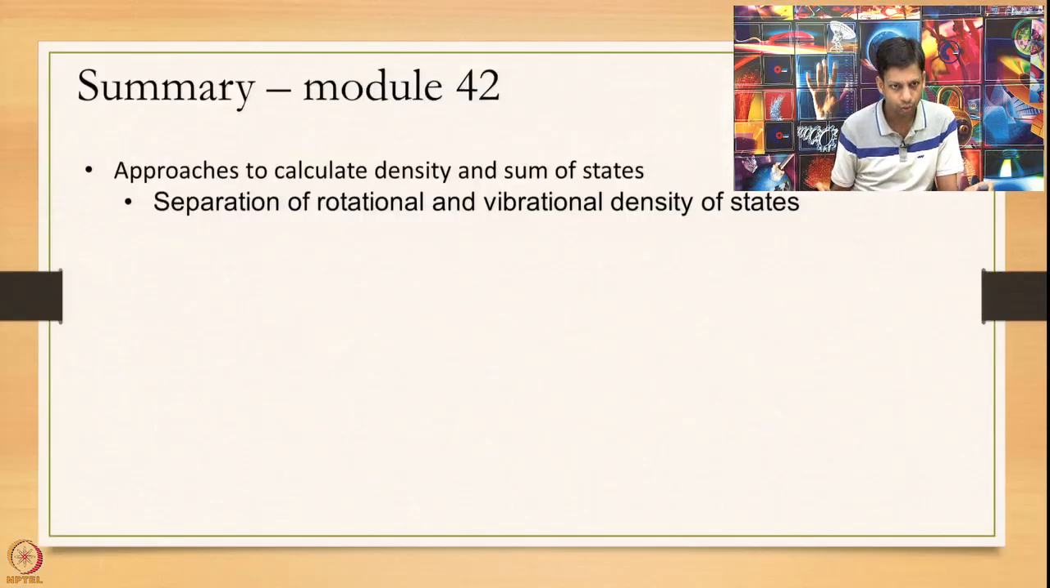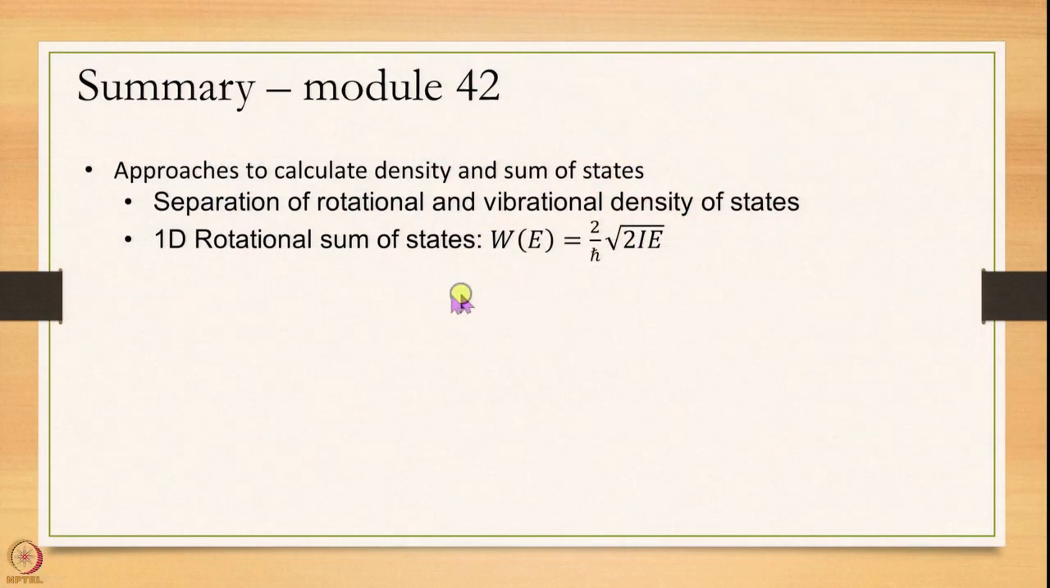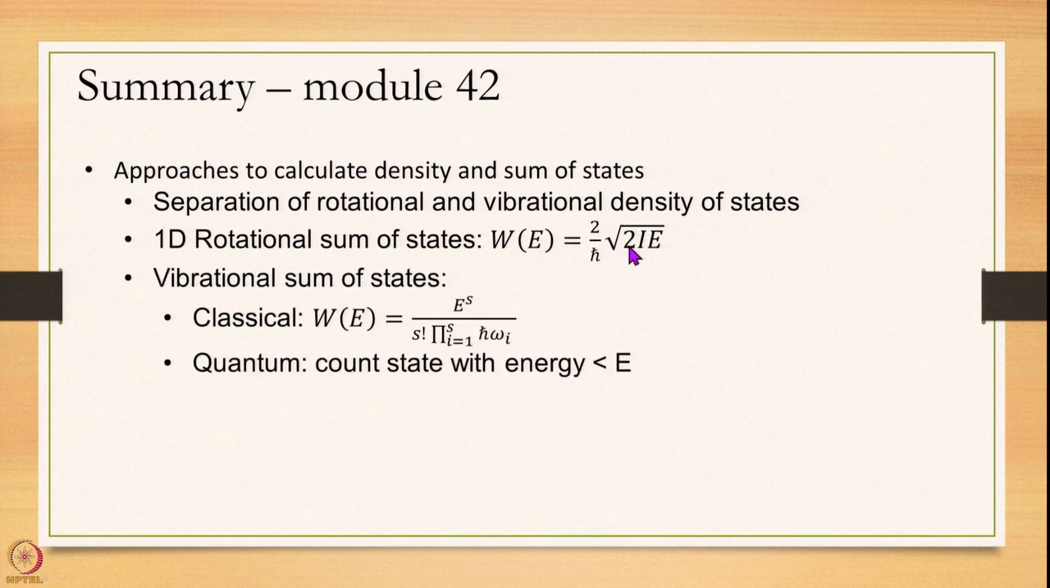Alright. So, in summary, what we have looked today is how to calculate this density and sum of states. We start out by separating out the rotational and vibrational density of states. For 1D rotational, we showed that the classical mechanics is typically good, and you can calculate W as 2 over h bar root 2 i e. Quantum vibrational quantum version is that you simply count the number of states. It is laborious, but that is the right way of doing it. The classical version nonetheless is e to the power of s divided by s factorial into product of frequencies.